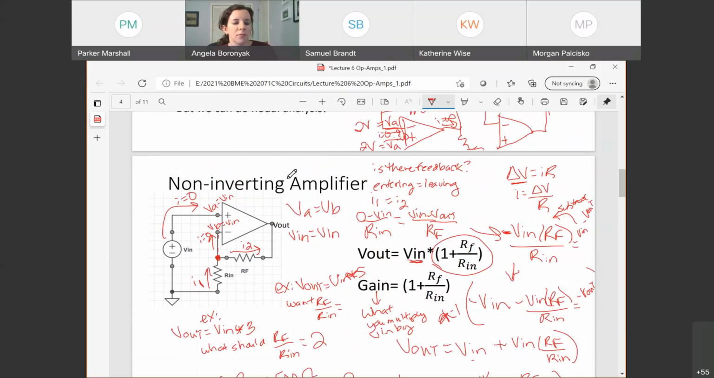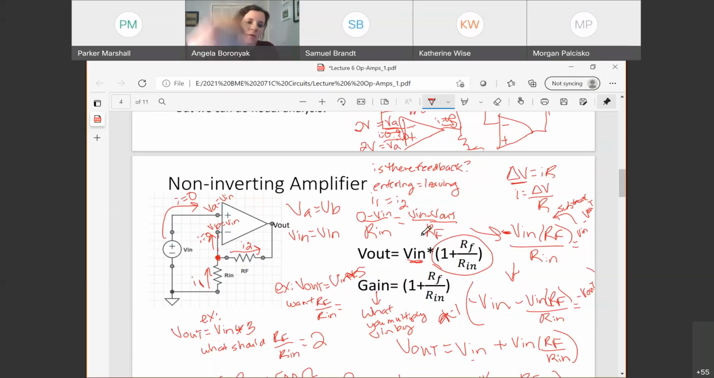This is called a non-inverting amplifier setup. Why is that? Well, for one thing, my voltage Vn is directly connected to which input? This plus guy, what did we call that input? He had a name. Our non-inverting input, good. Okay, not our inverting one. Also, what happens to my output compared to my input?